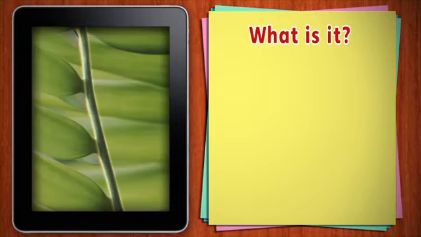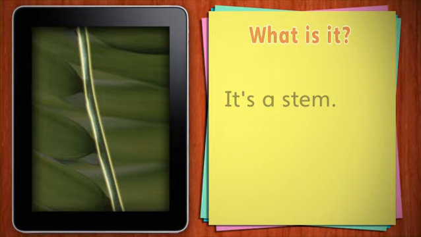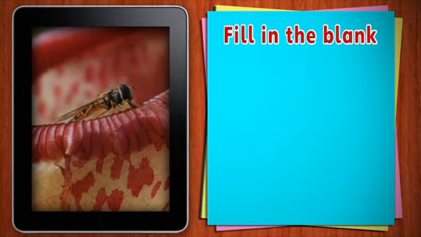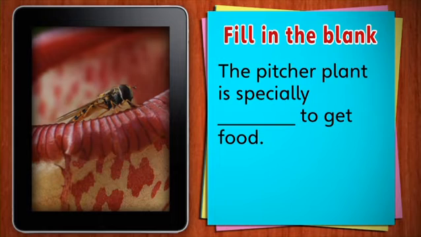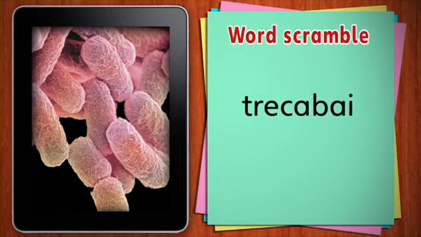What part of a plant is this? It's a stem. This pitcher plant has got an interesting way of getting food. It eats insects. The pitcher plant is specially adapted to get food. Instead of being eaten by insects, the pitcher plant eats them. Unscramble this word.